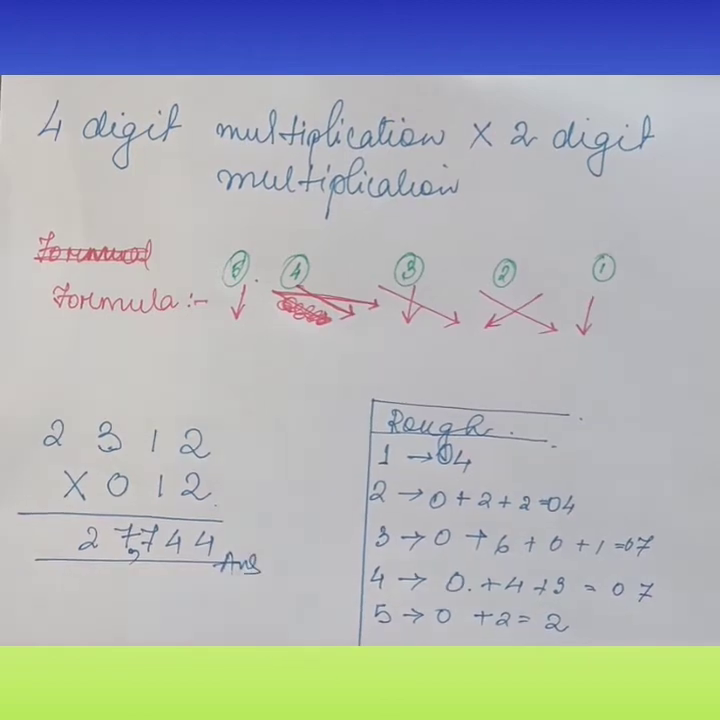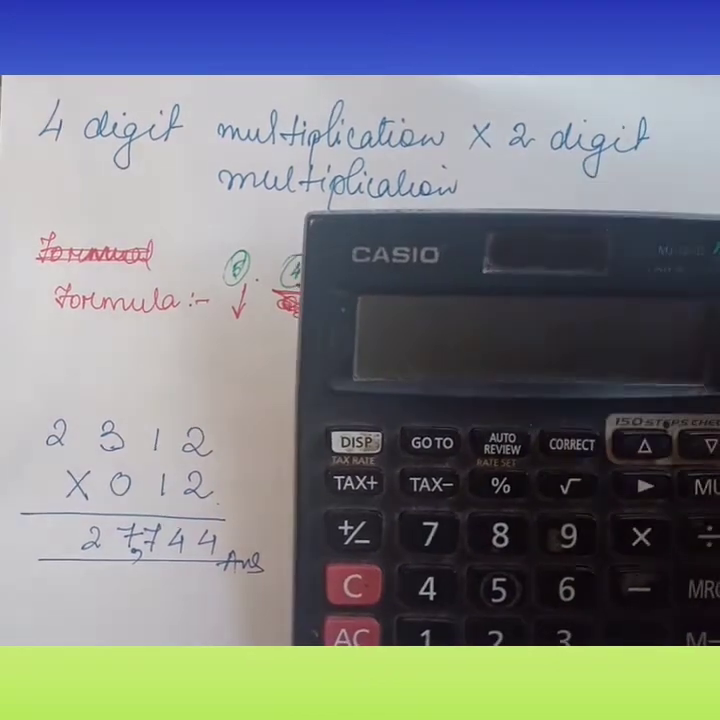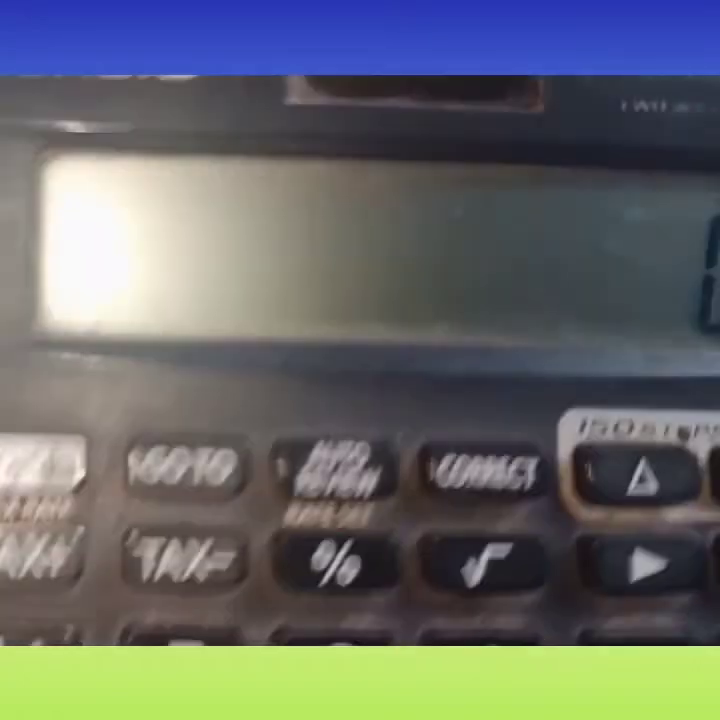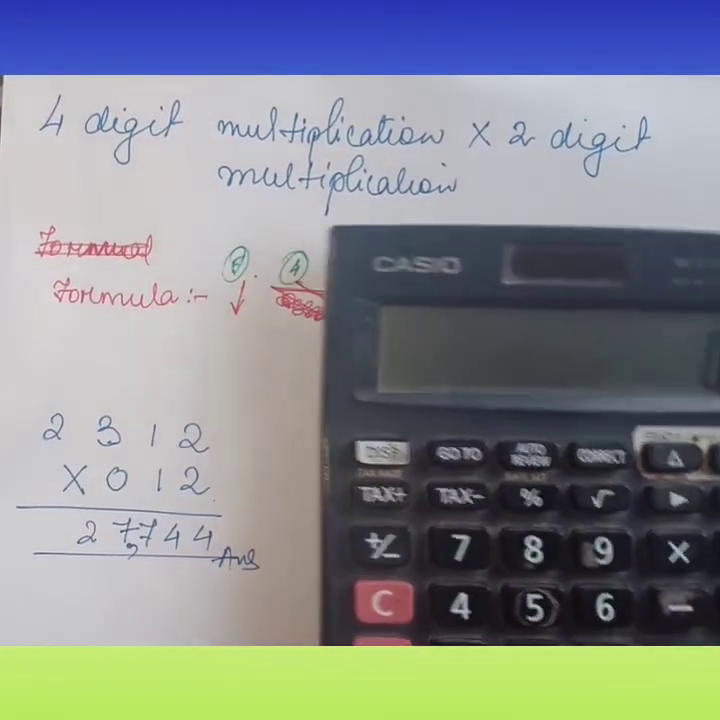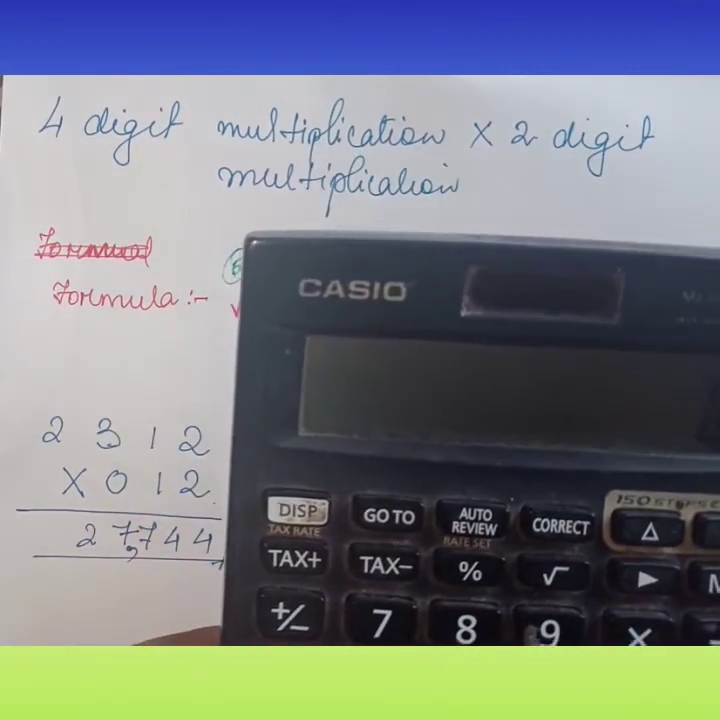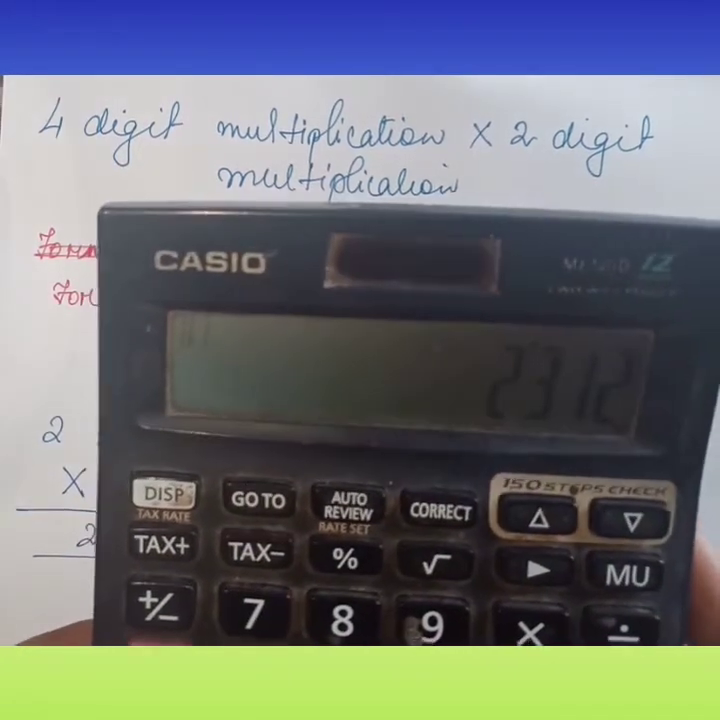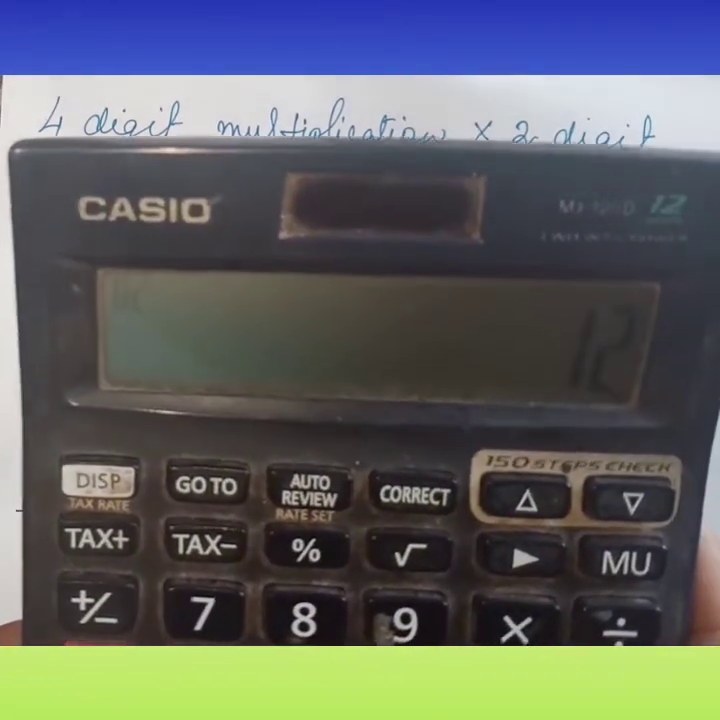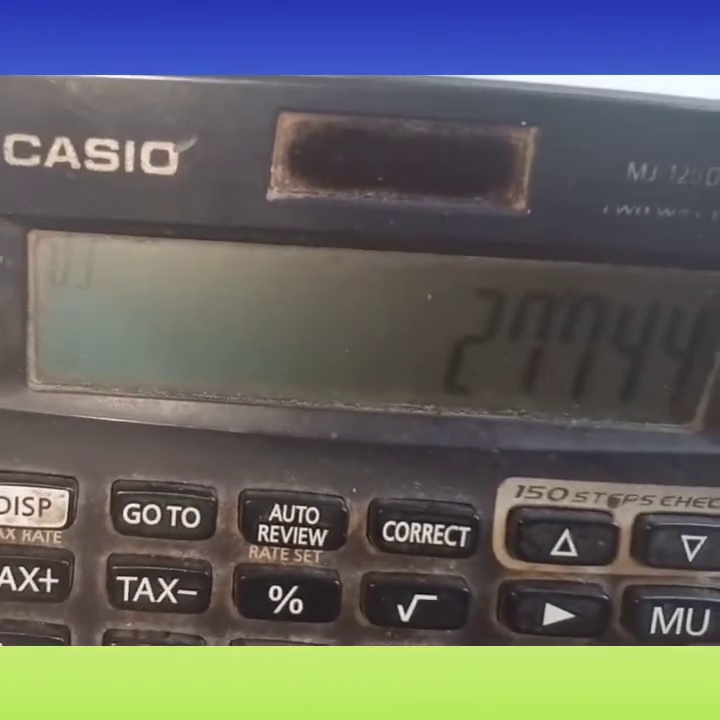So let us check. I have my calculator here. I hope you can see. If not, I am bringing the calculator near the camera. I hope it is visible for you. Yes. So 2312 into 12 will give 2744. We have got this answer only.